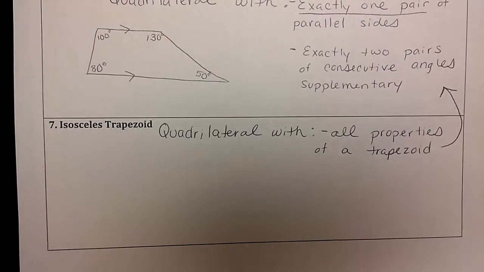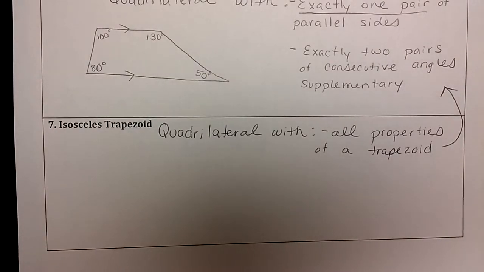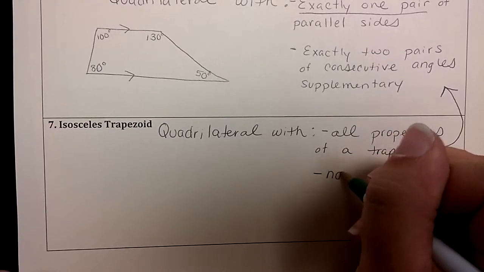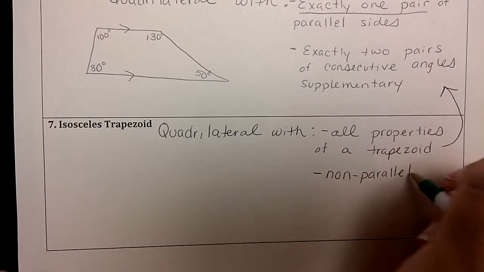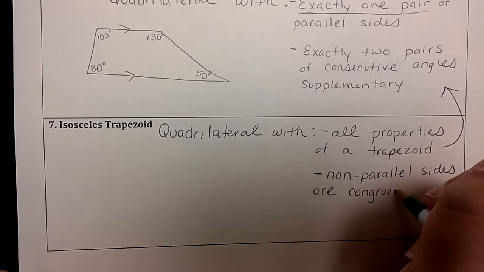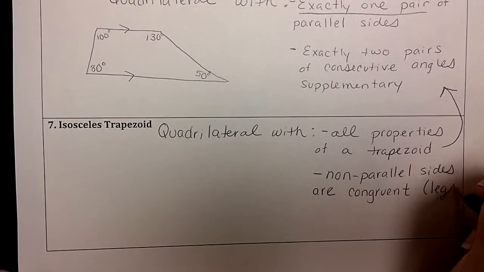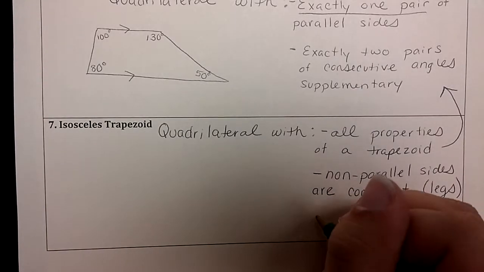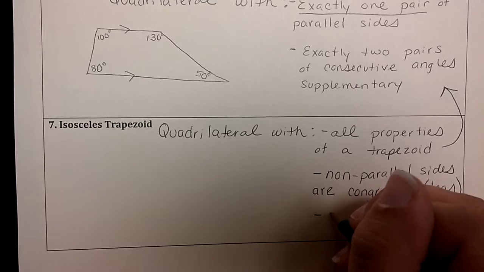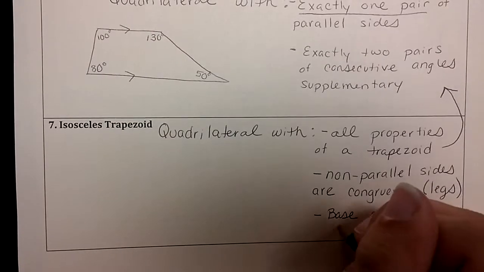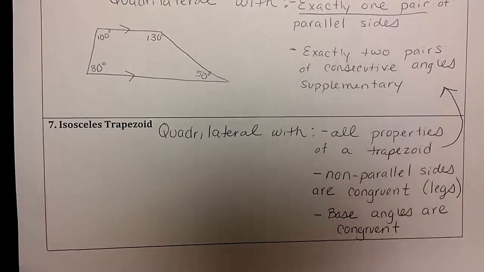So all of those properties: exactly one pair of parallel sides, exactly two pairs of consecutive angles that are supplementary. But it also has two additional properties. One, the non-parallel sides are congruent, and they are also called legs. So if I say the legs of the isosceles trapezoid, I am talking about the two sides that are not parallel to each other. And the other property an isosceles trapezoid has is that the base angles are going to be congruent to each other. Those are the top two angles and the bottom two angles.